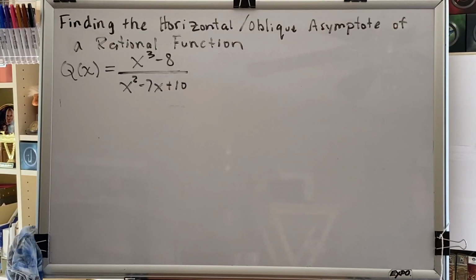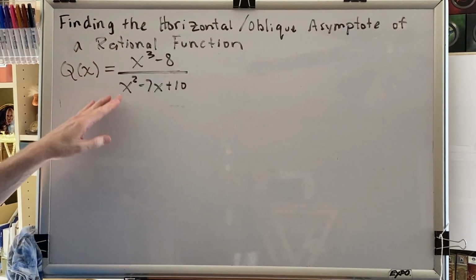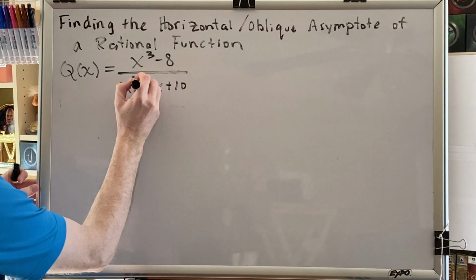The topic of this video is finding the horizontal or oblique asymptote of a rational function. Let's look at a problem. Capital Q of x is equal to the rational function whose numerator is x cubed minus 8 divided by the denominator of x squared minus 7x plus 10.